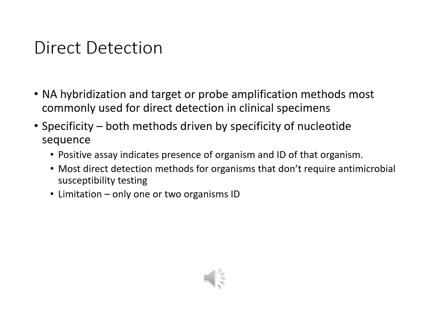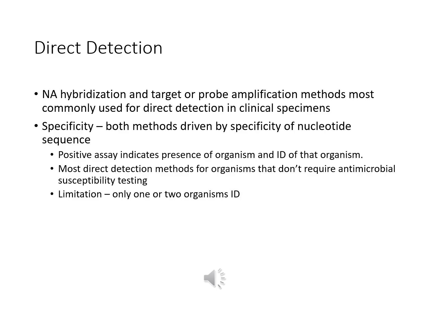So with direct detection, we have nucleic acid hybridization and a target or probe amplification method that's most commonly used for direct detection in clinical specimens. Specificity: both methods are driven by specificity of the nucleotide sequence, so a positive assay indicates presence of an organism and identification of that organism. This is your most direct method for organisms that don't require antimicrobial susceptibility. For example, we typically don't do antimicrobial susceptibility testing for group A strep, so we can ID it, but we don't need the antimicrobial susceptibility testing. So therefore, we don't need it, or it isn't growing on the plate. Our limitation to this is it's only good for 1 or 2 organisms per specimen.